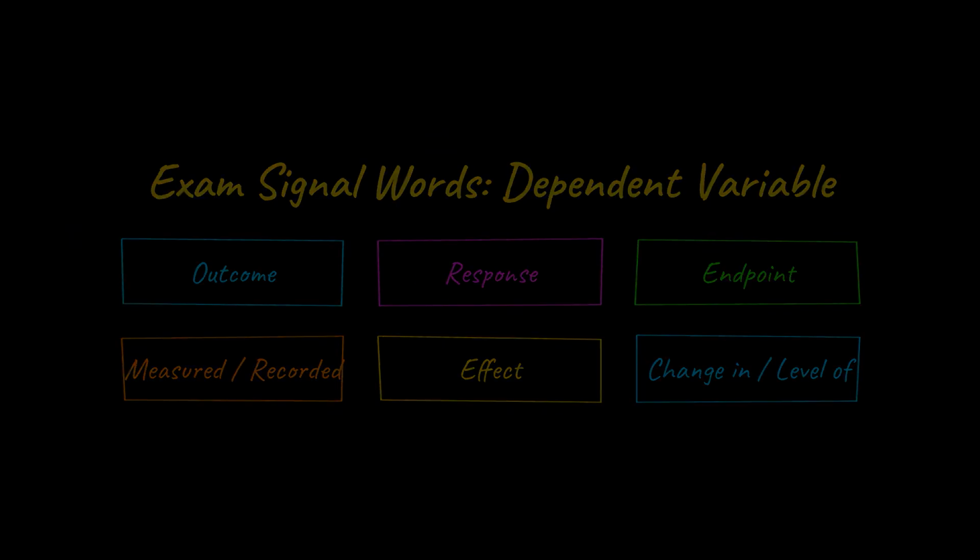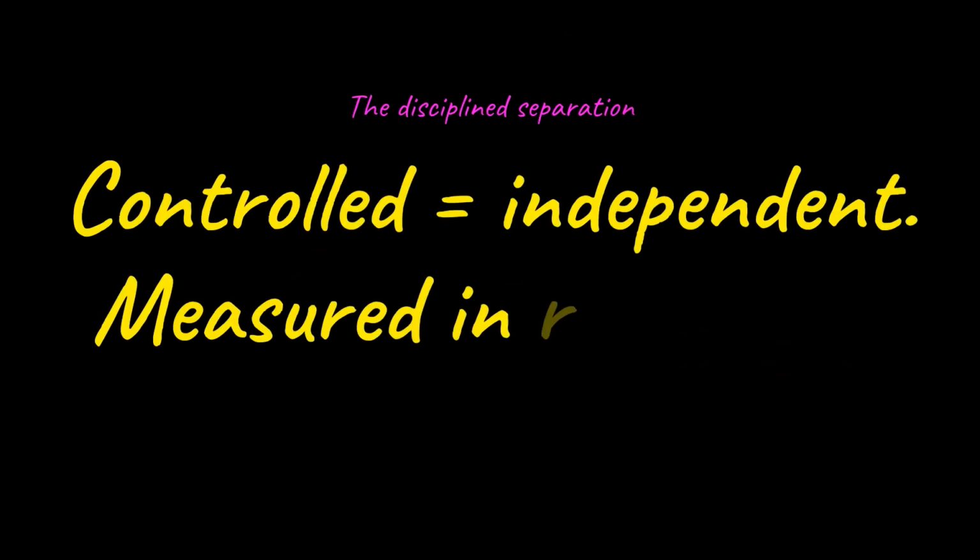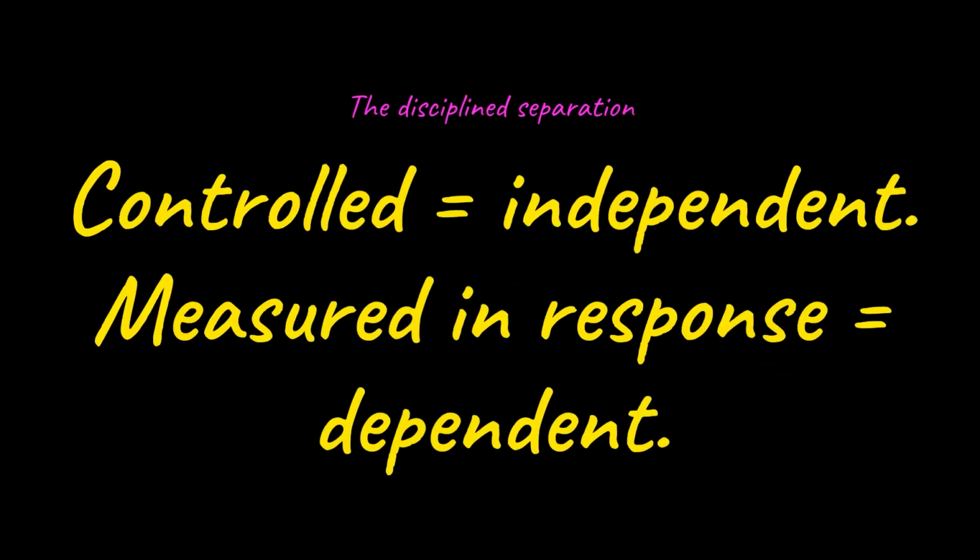When in doubt, ask 2 questions. What did the researcher control or assign? And what did they measure in response? The first is independent, the second is dependent. That clean separation is what holds the logic of any study together.